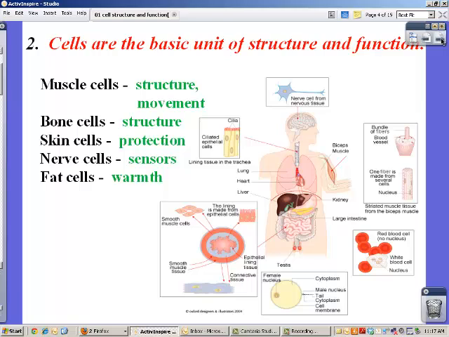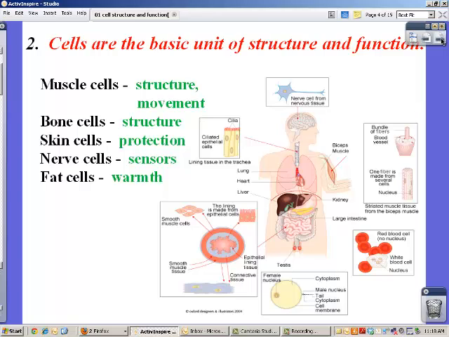So I gave some examples of the cells that we could find in our body, muscle cells being one. They help with our structure and movement. Bone cells, of course, also help with just the overall structure of our body. Skin cells help with protection against maybe bacteria invading our organs and things like that. Nerve cells so that we can sense our environment and perceive things, and of course fat cells.